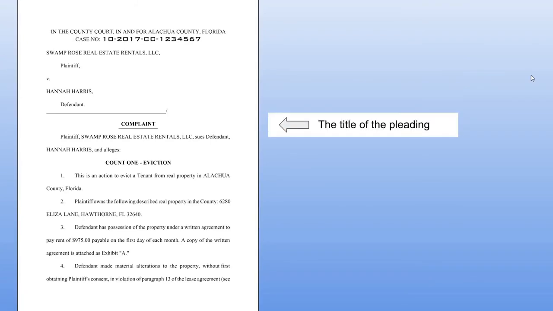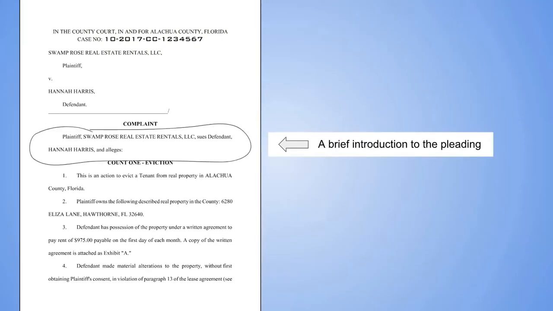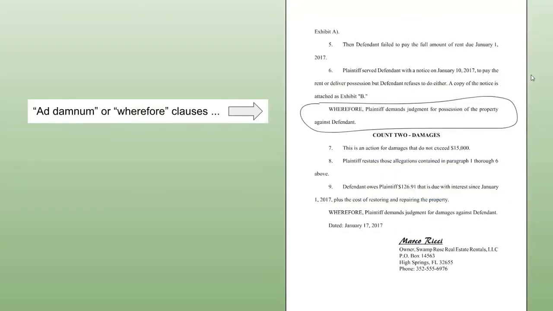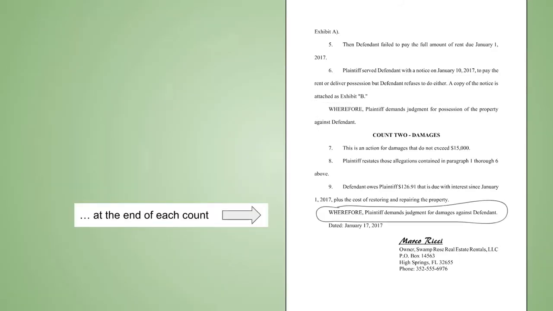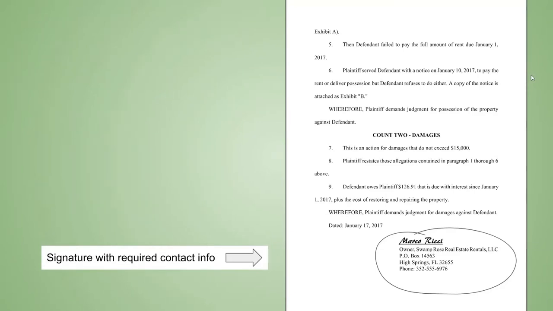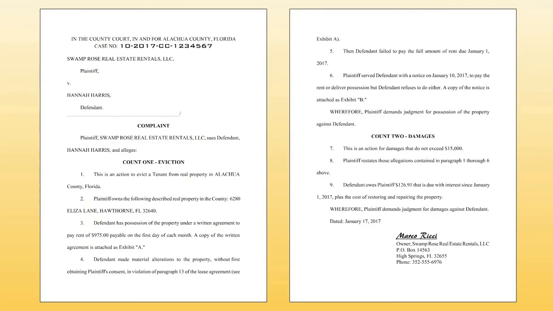Beneath the case caption, the title of the pleading, a brief introduction to the pleading, and then a series of numbered paragraphs. And in this complaint, they're organized into two counts or causes of action. There are ad damnum or wherefore clauses at the end of each count, which just state the relief that the plaintiff is looking for, the date of the pleading, and signature with required contact information. And there's the complaint. It's neat, it's clear, and it's easy to understand.